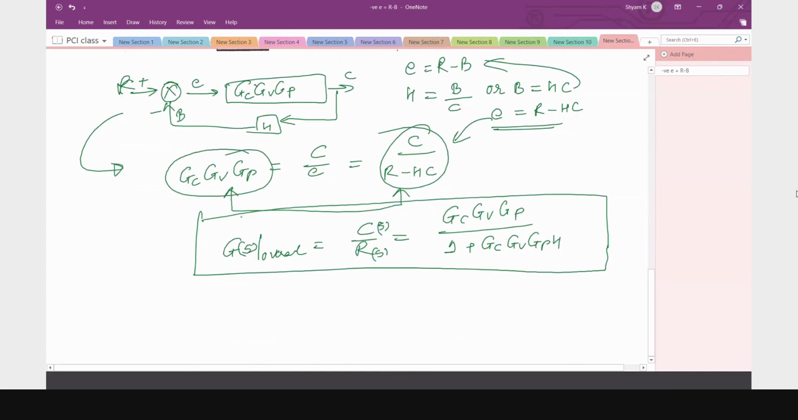So we can represent it as a, now it is shrunk into one. So this is called the reduction of block diagram.